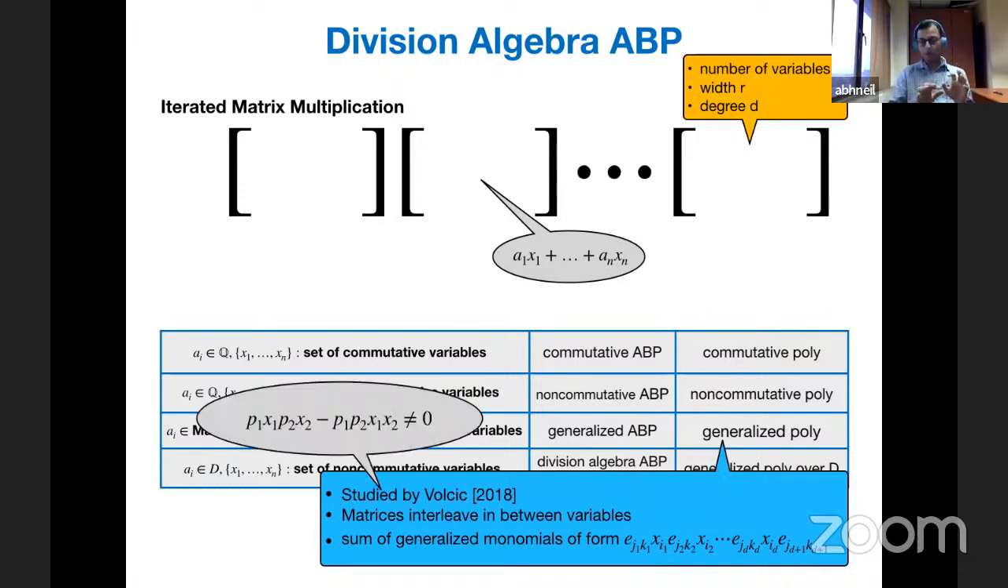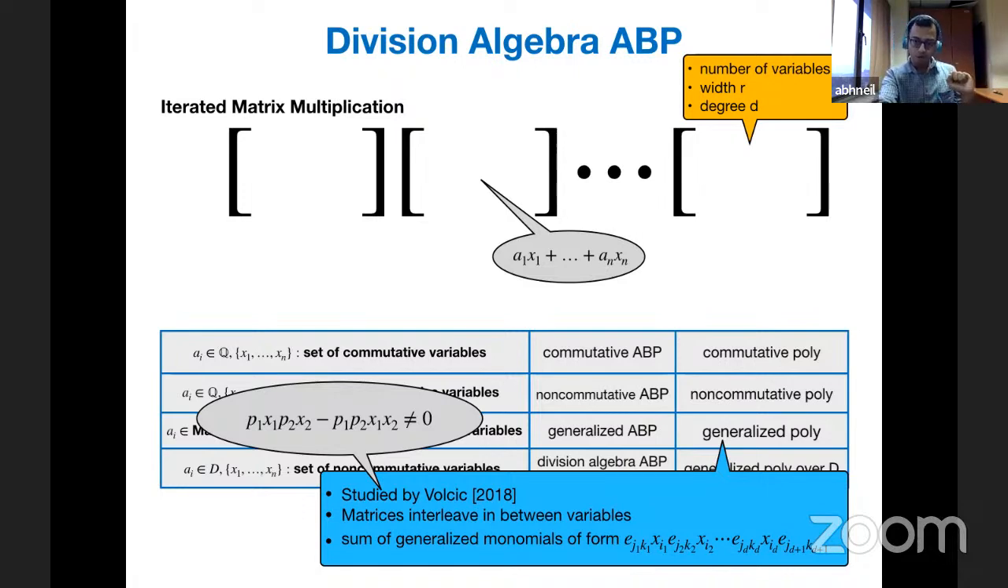Okay. There is a notion where you can think of the variables as commuting with the matrices, but I should point out that the model considered by Volchich was a different model: P1 x1 P2 x2 is a different monomial from P1 P2 x1 x2. They are not going to cancel each other out, because you can find a substitution for the x variables for which you can show that it is non-zero. So we treat them as two different generalized monomials.